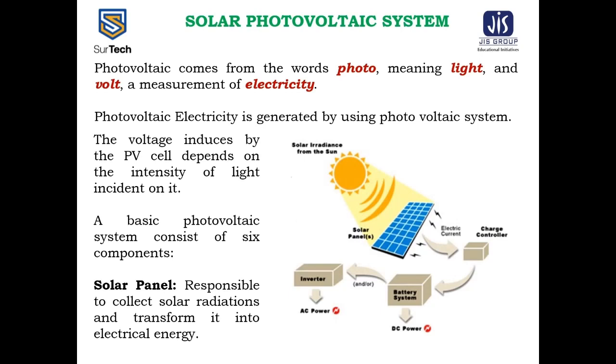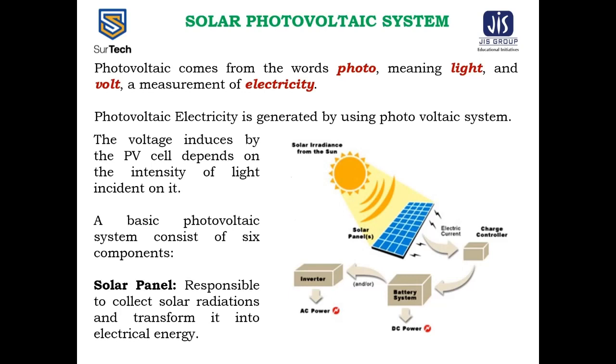Photovoltaic comes from the words photo, meaning light, and volt, a measurement of electricity. Photovoltaic electricity is generated by using the photovoltaic system. The voltage induced by the photovoltaic cell depends on the intensity of light incident on it. The basic photovoltaic system consists of 6 components. The most useful component is the solar panel. Next are the charge controller, battery system, inverter, AC/DC switches, and the optional infrastructure, that is, AC generators.